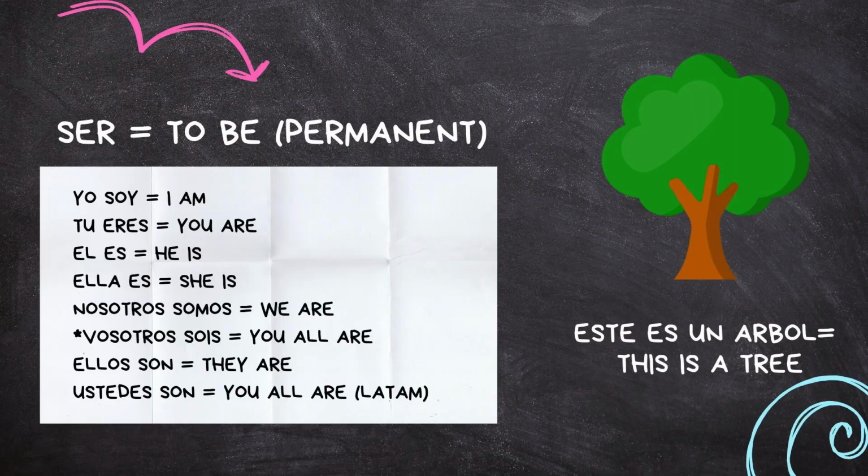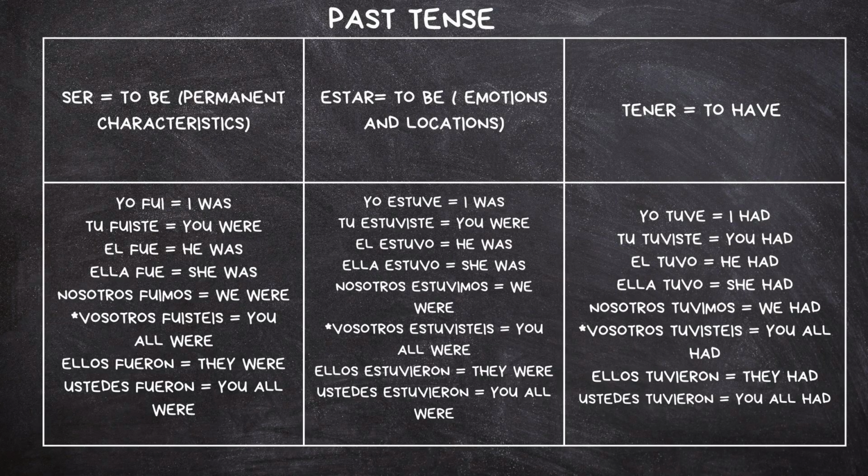When it's the present, we are talking about the verbo ser. We're saying yo soy, tú eres, él es. Nosotros somos, vosotros sois, for people who are traveling to Spain, only in Spain. Ellos son, ustedes son, in Latin America. In the past, yo fui, tú fuiste, él fue, nosotros fuimos, vosotros fuisteis, ellos fueron.